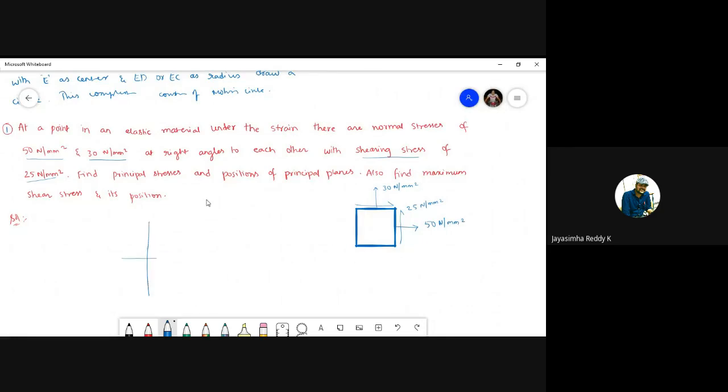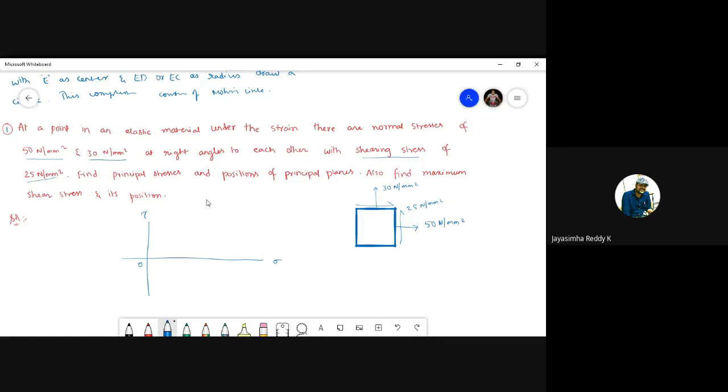So plot the coordinates first and keep this as 0, this as sigma and this as tau. Is it clear, guys? The x-axis will take all sigmas, on the y-axis we will take tau. That is our first step of Mohr circle.